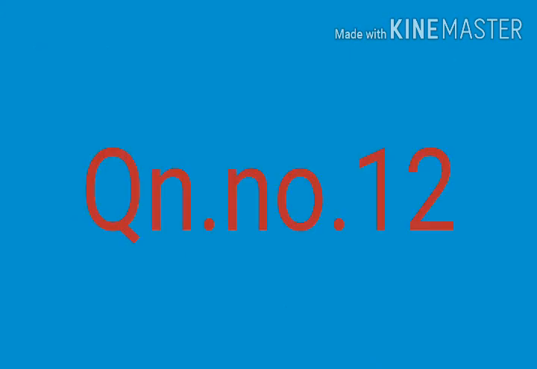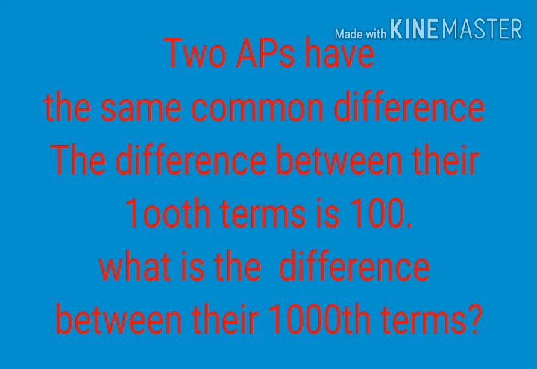Now question number 12. Two APs have the same common difference. The difference between their 100th terms is 100. What is the difference between their 1000th terms?